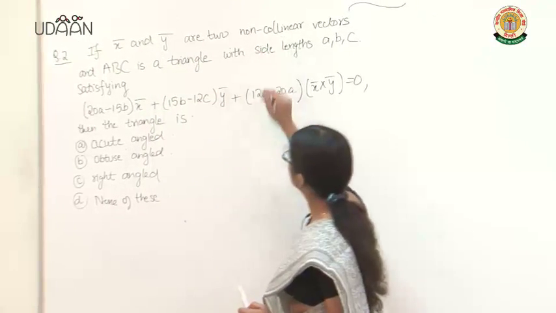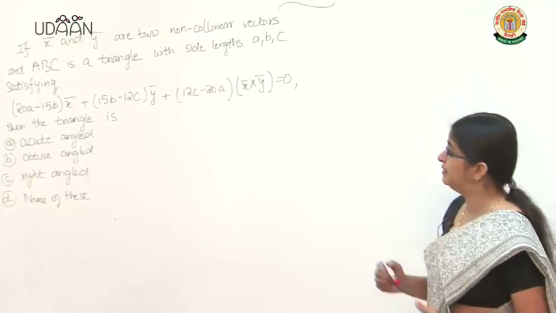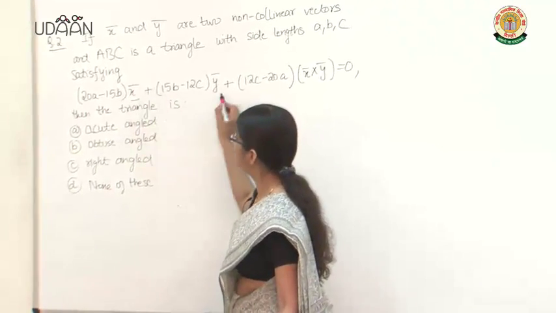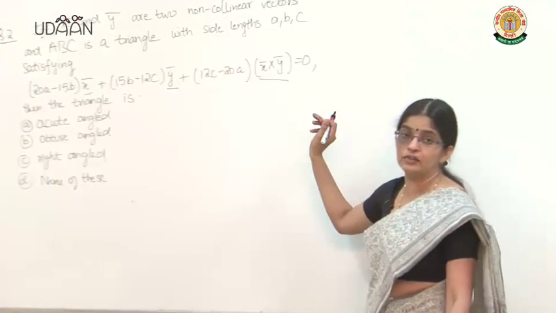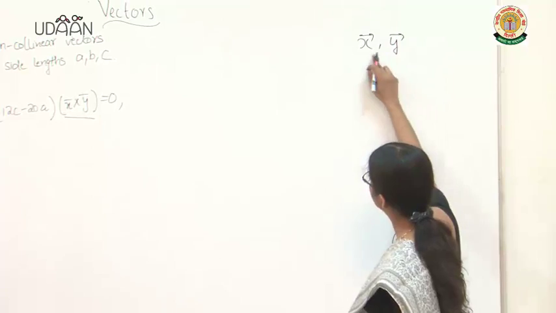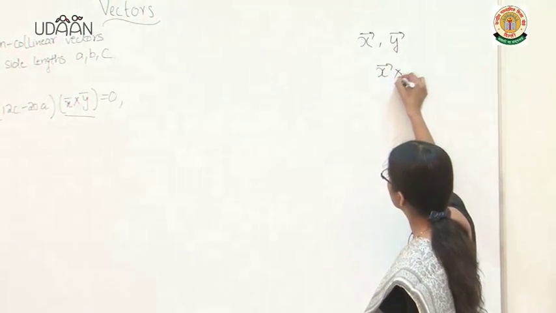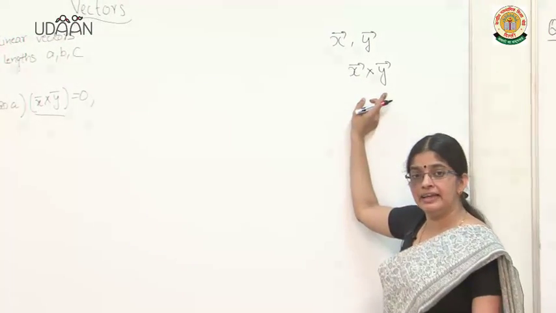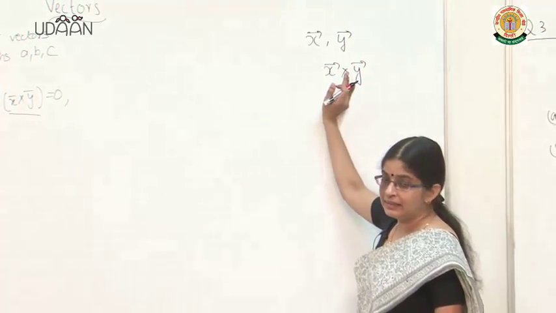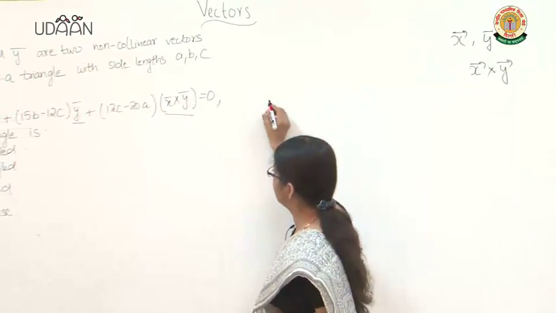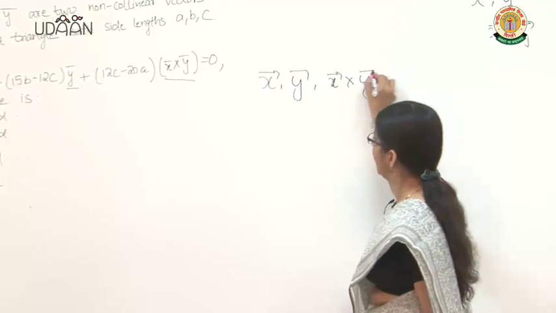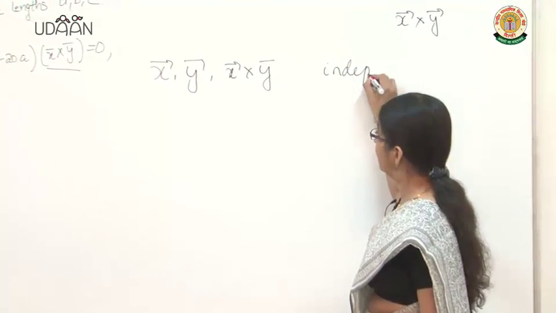Vector x and y are two non-collinear vectors of triangle ABC with sides A, B and C, and you are given here a linear combination of vector x, y and x cross y. Now tell me, what is the relation between vector x, vector y and x cross y? We know that x cross y is a vector which is perpendicular to the plane containing vector x and vector y, right? So we can conclude that these three vectors, that is vector x, vector y and vector x cross y, are linearly independent.